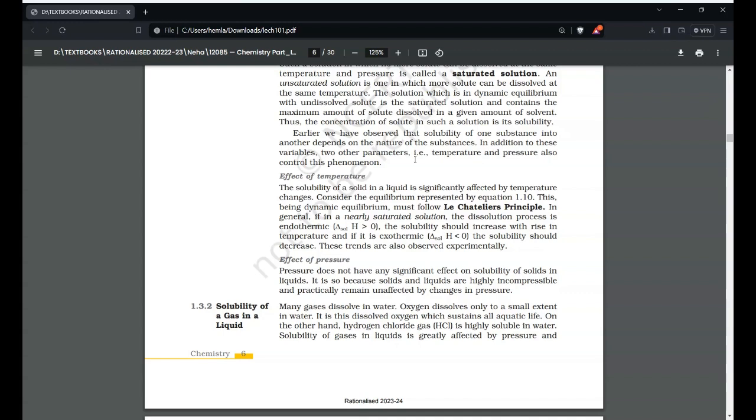Effect of pressure. Pressure does not have any significant effect on solubility of solids and liquids. It is so because solids and liquids are highly incompressible and practically remain unaffected by change in pressure. So pressure का इतना कुछ difference नहीं होता, though in gas there will be.